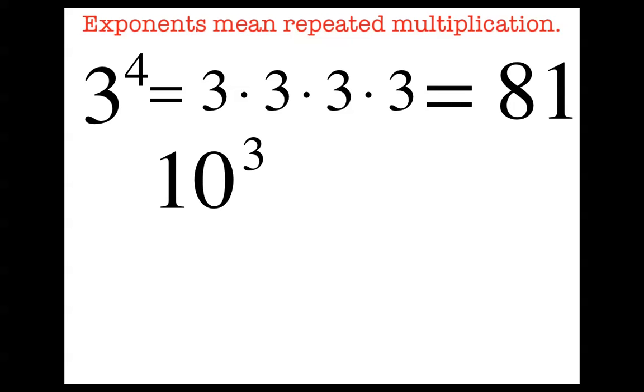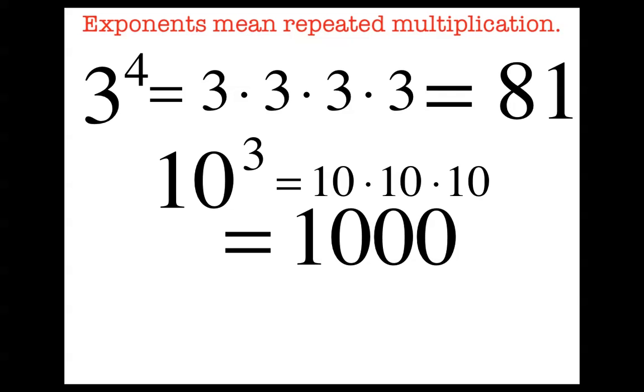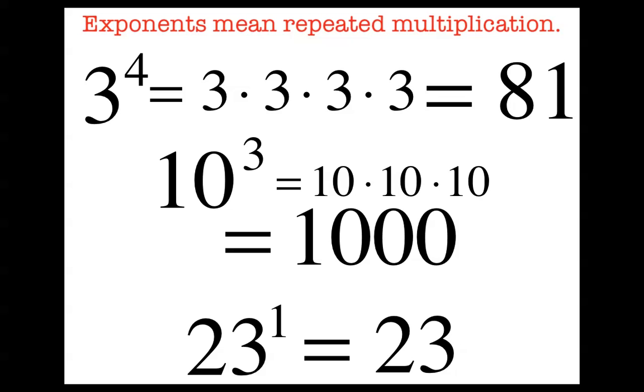What if you had 10 to the 3rd power, or 10 to the power of 3? Well, that means you've got 3 10s all getting timesed together, and 10 times 10 times 10 comes out to 1,000. Could you have something to the 1st power or to the power of 1? Sure, that means how many 23s are there? Just 1. That's kind of an easy one.